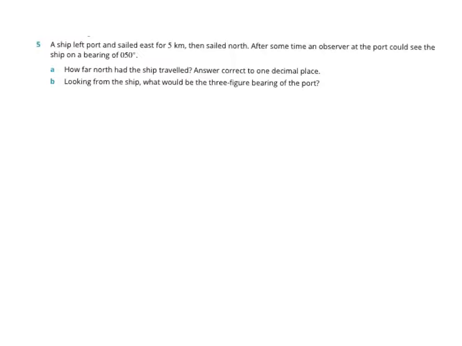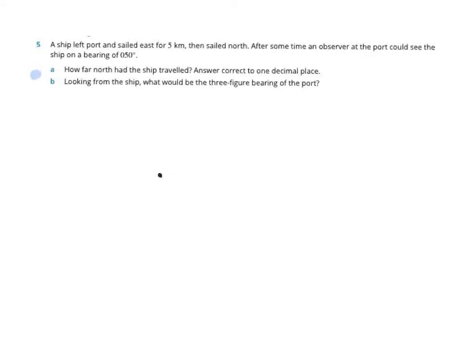Okay, a ship left the port and sailed east for 5 kilometres, then sailed north. After some time, the observer at the port could see the ship on a bearing of 50 degrees. Alright, so let's just start the scenario first.